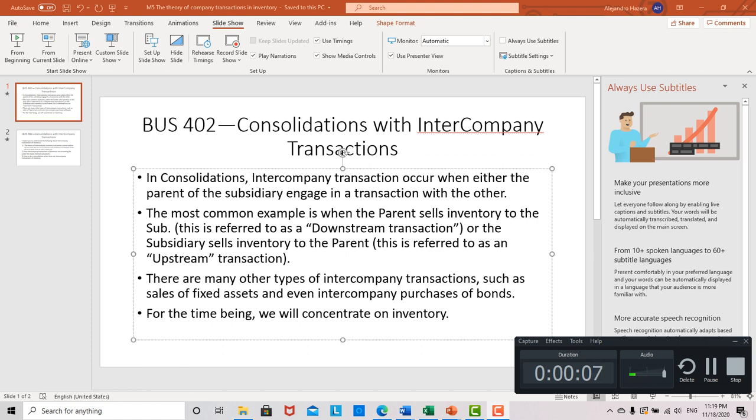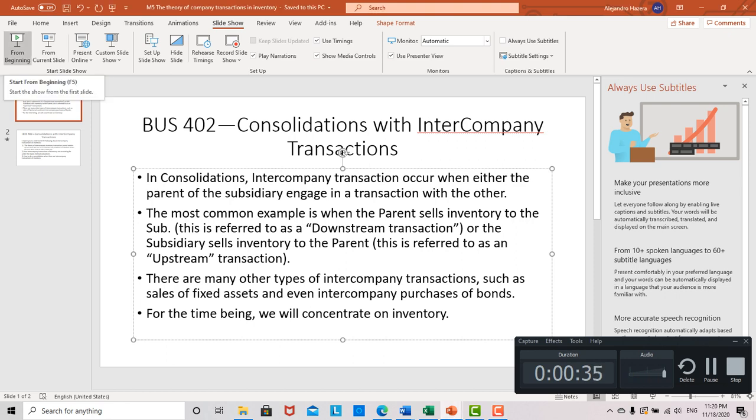We're starting a new module. That module is an extension of the consolidations that we've done and that you've gone over, which will be on test 2. Basically, it's the same thing. You do a consolidation, but these consolidations include what we call intercompany transactions. Let me give you a quick slideshow before we go into an example here.